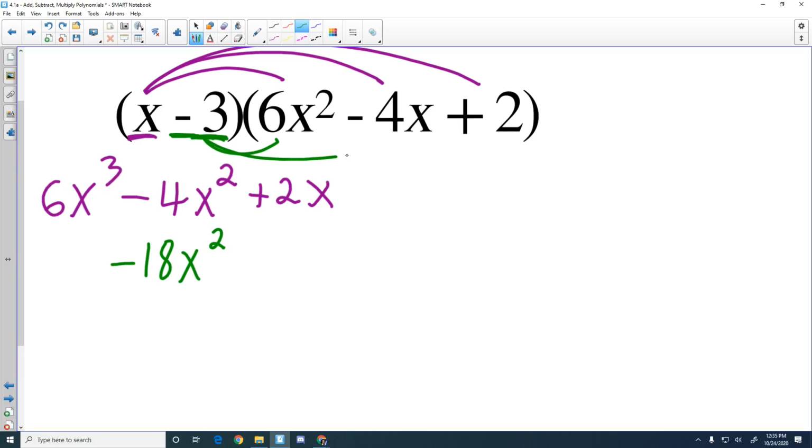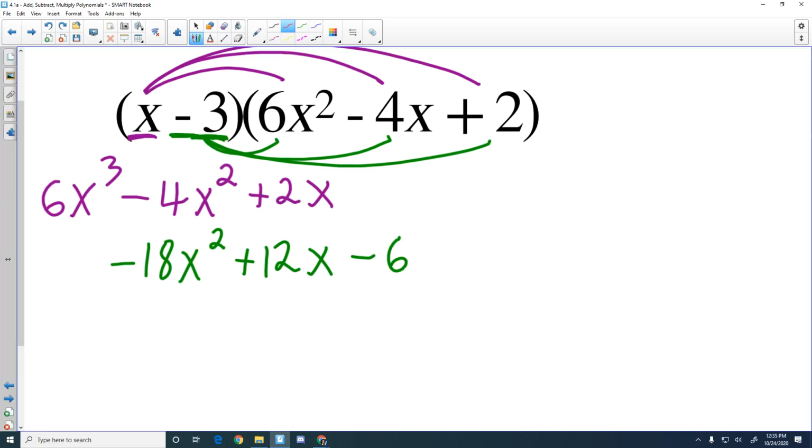Then take negative 3 times the second term over there, which is a negative 4x. That gives us positive 12x. And finally, negative 3 times 2 is negative 6. Nice and easy. Now, you might have noticed how I've written these two lines below, the purple line and the green line. Why did I stagger them?